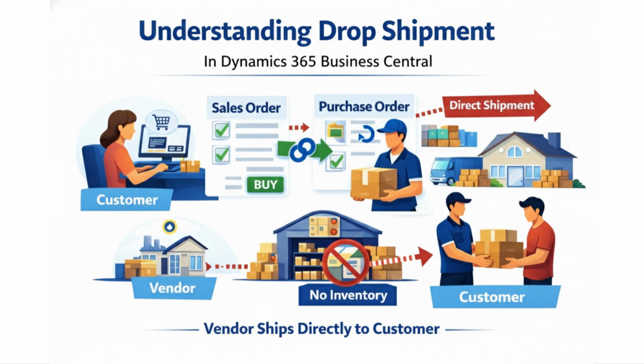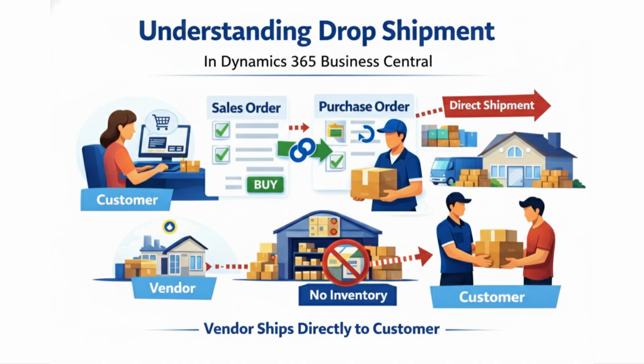Next, the system automatically helps you to generate a purchase order for your vendor. Because these documents are digitally linked, the ship to address on your purchase order is automatically set to your customer's location rather than your own warehouse. Your business will avoid the cost and time of storage. Instead, the vendor ships directly to the customer and there is no middle stop at your facility. Once the vendor confirms delivery, you post the shipment in Business Central. This simultaneously updates your records and triggers the invoicing process.